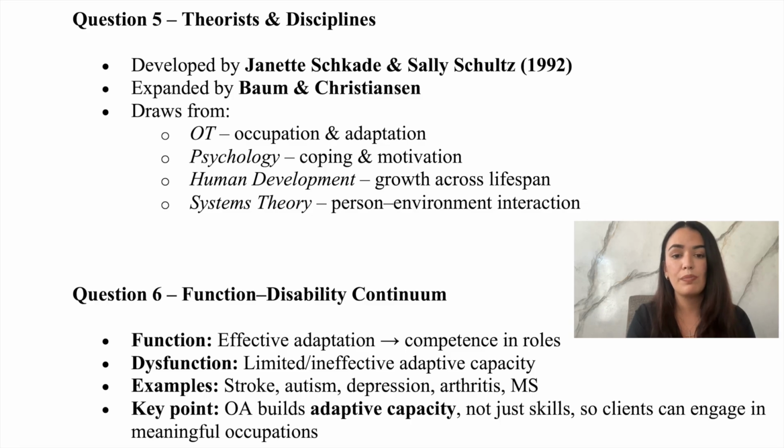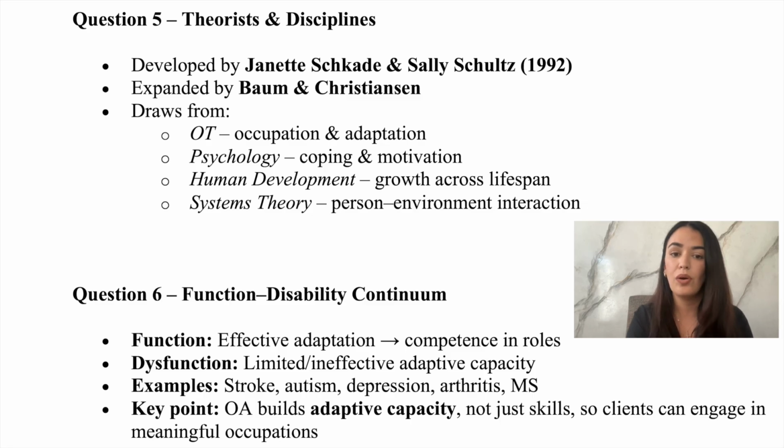This model also explains client functioning as a continuum. Function means being able to adapt successfully and feel competent. Dysfunction happens when adaptive responses don't meet demands. For example, someone with a stroke, depression, autism, or arthritis may struggle to adapt.